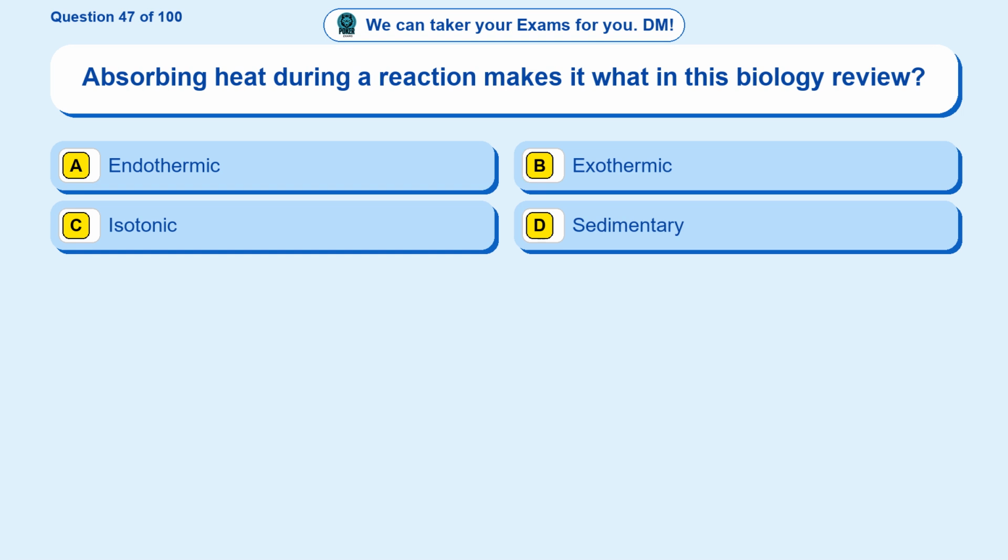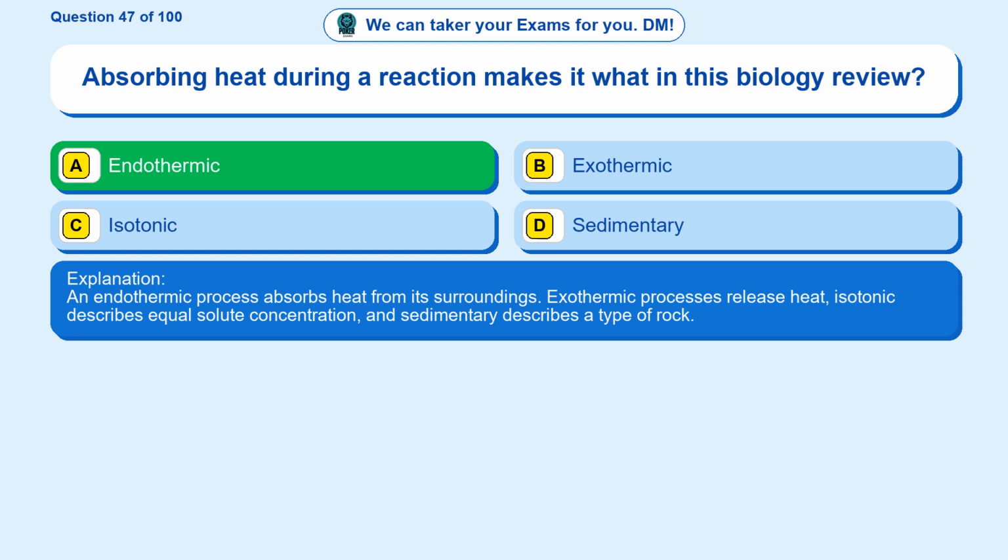Question 47. Absorbing heat during a reaction makes it what in this biology review? Option A, endothermic. Option B, exothermic. Option C, isotonic. Option D, sedimentary. The correct answer is option A, endothermic. An endothermic process absorbs heat from its surroundings. Exothermic processes release heat, isotonic describes equal solute concentration, and sedimentary describes a type of rock.